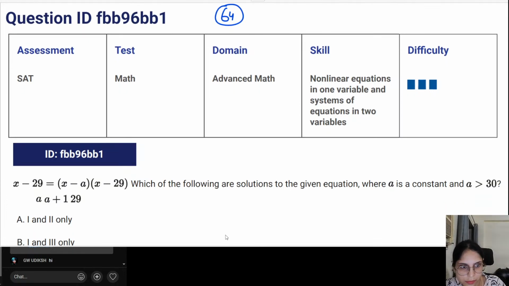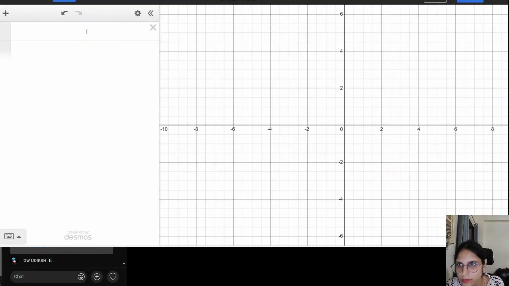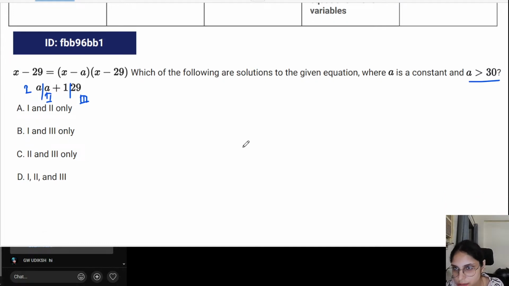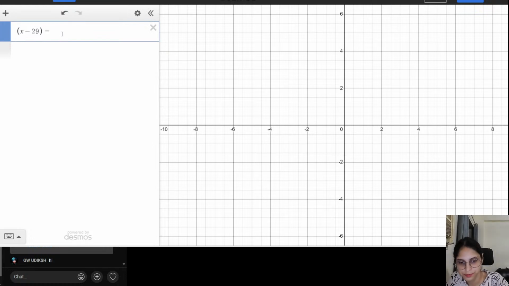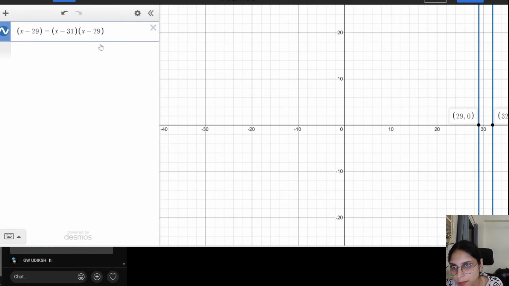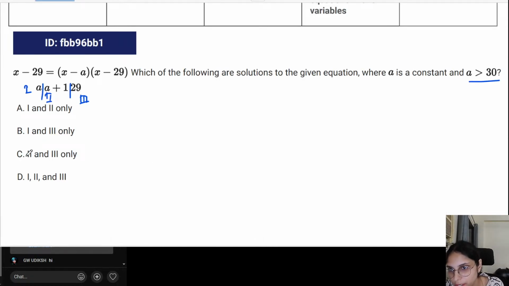64. A is greater than 30. These are the three options. So this is your one, this is second, this is third. Desmos slider you can use, so I will not be going over there. You can take any value greater than 30 and see if it's a solution or not. So greater than 30, you can take, let's say, 31. We're getting 29 and 32. Let's make it 32, 29 and 33. So you're getting a plus 1 and 29, so second and third only.